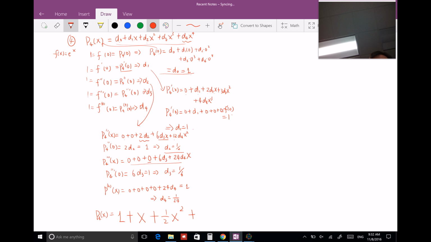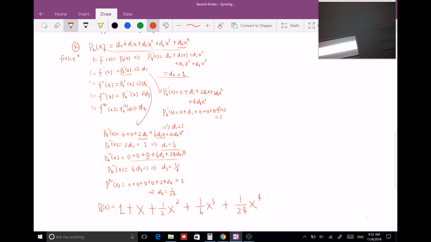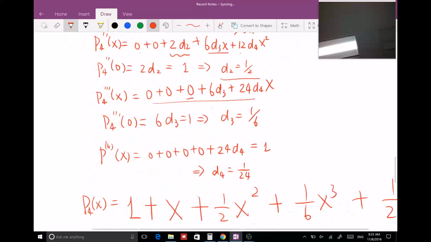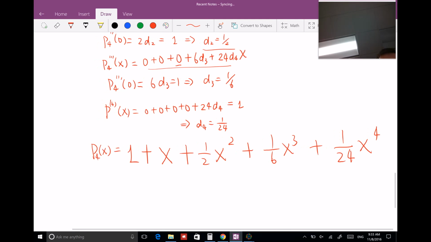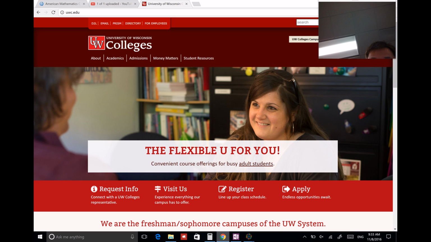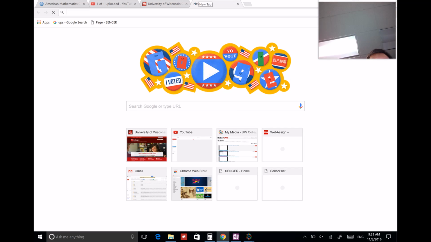What is d3x cubed? 1/6 x cubed. Very good. What's d4x to the fourth? 1/24 x to the power 4. Yes, perfect. So now we got the function. The polynomial function is p4x equals 1 plus x plus 1/2 x squared plus 1/6 x cubed plus 1/24 x to the power 4. So now I want to show you what the difference is.